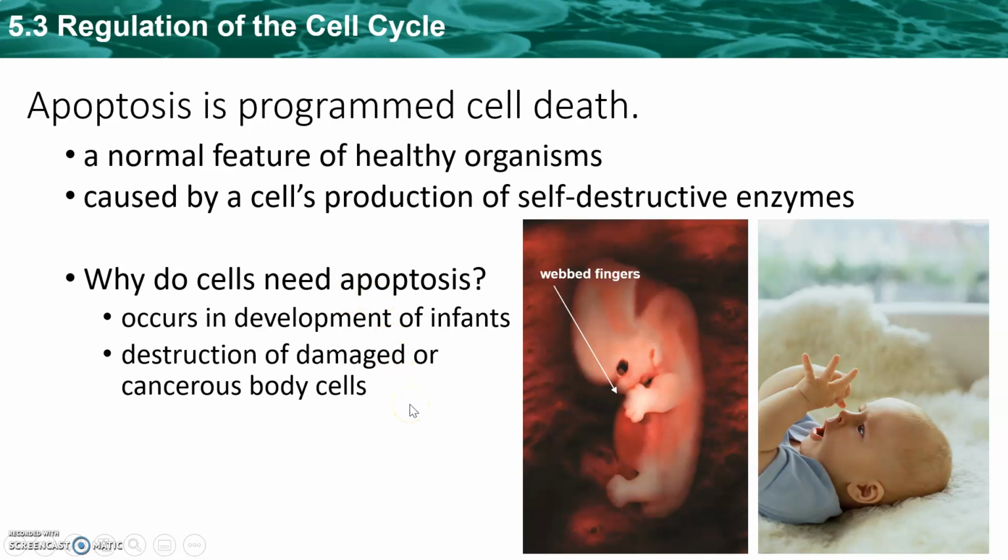The other reason why apoptosis is important is obviously we were talking about cancer earlier. If a cell becomes cancerous and a cell is able to destroy itself, then that cancer is unlikely to spread throughout the body, and that is a very good thing for your body.